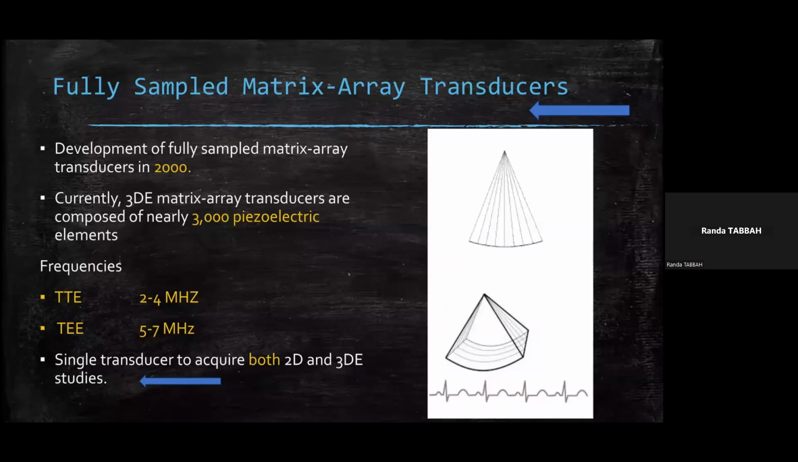So, some ideas about 3D echo. First, we use the fully sampled matrix array transducer. It was developed in the year 2000. Currently, these transducers are composed of nearly 3,000 piezoelectric elements, and a single transducer can acquire both 2D and 3D studies.